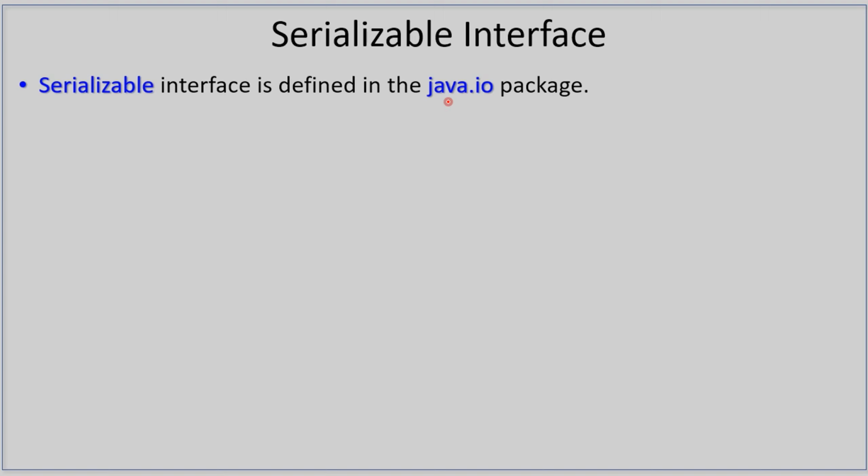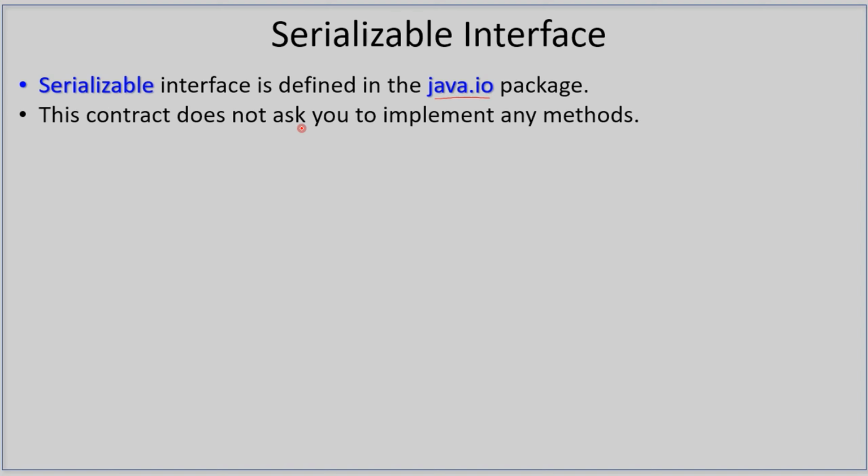The Serializable interface is defined in the java.io package. This contract does not ask you to implement any methods. That means when we create the class Line and say it implements Serializable, the Line class does not ask to implement or override any method. The Serializable interface is just a marker so that the Java runtime knows the object can be streamed.